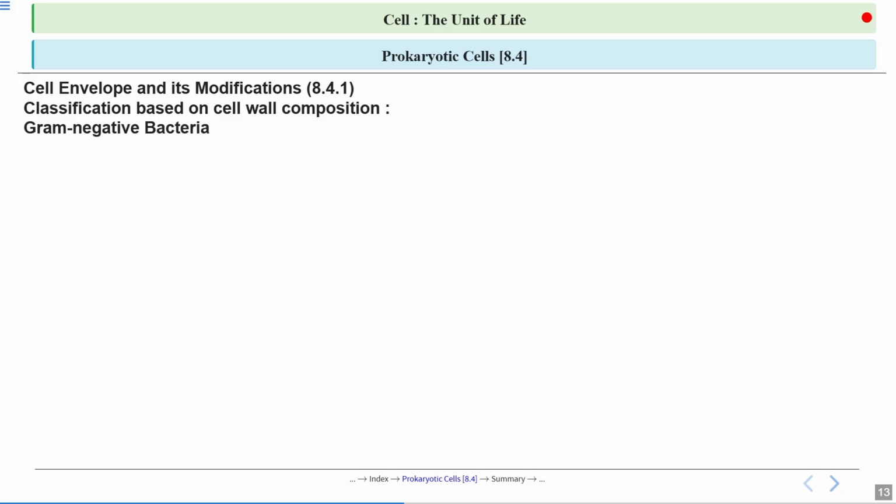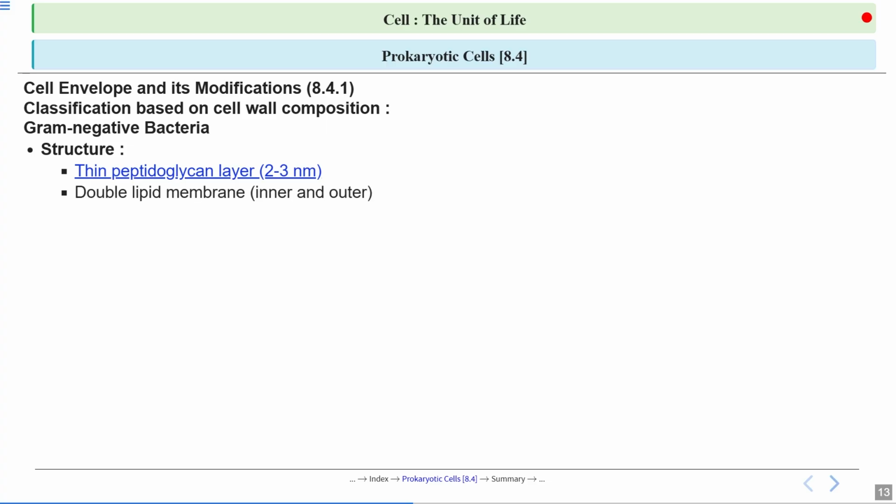Next, another category is gram negative bacteria. Now, how is gram negative bacteria different from gram positive bacteria? So let's talk about the structure of gram negative bacteria. They have a thin peptidoglycan layer, which is 2 to 3 nanometer. They have a double lipid membrane, inner and outer. Because of this, the lipid content is more, and the peptidoglycan layer is surrounded by an outer lipid membrane. So they have a double lipid membrane.